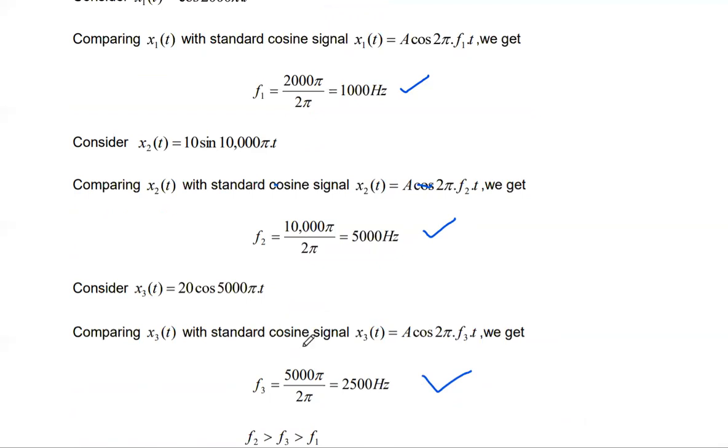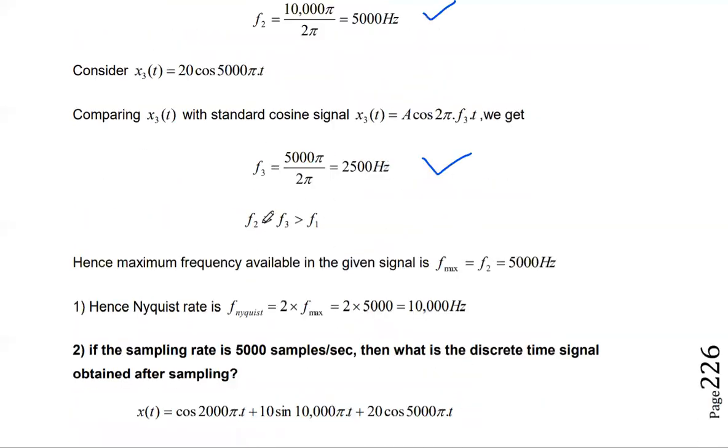Out of these three frequencies, we have to find which is the highest. That is Fm, the maximum frequency of the given message signal. Among 1000, 5000 and 2500, 5000 is the maximum value. So f2 is the maximum frequency of the given signal. f2 is greater than f3, which is greater than f1. So here f2 is the maximum frequency available in the given signal: F max or Fm equal to f2, which is 5000 hertz.